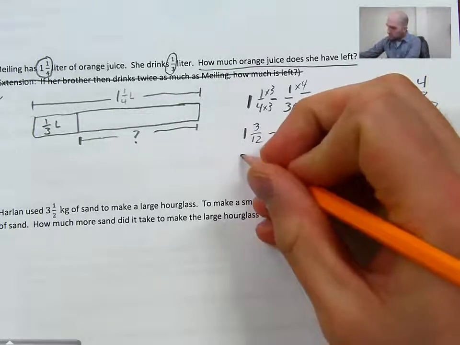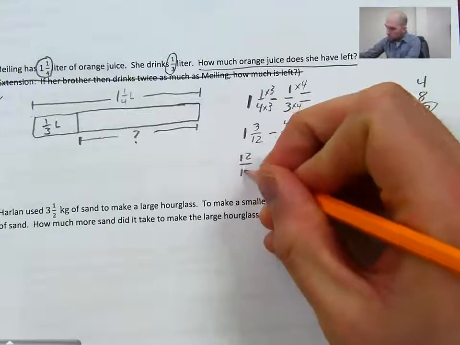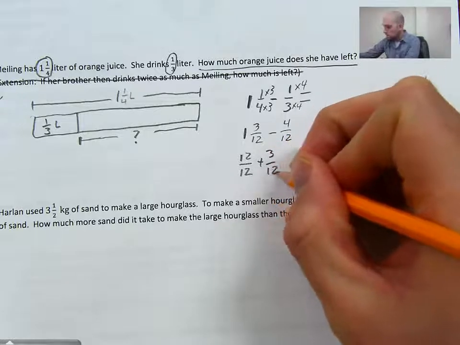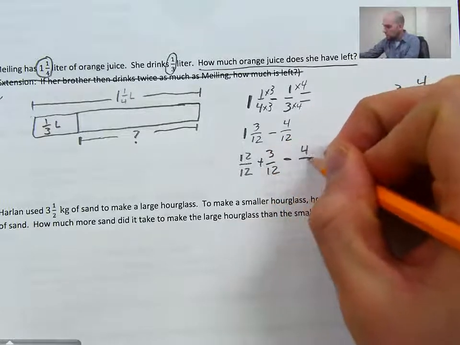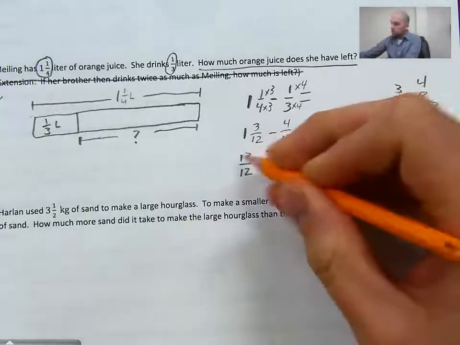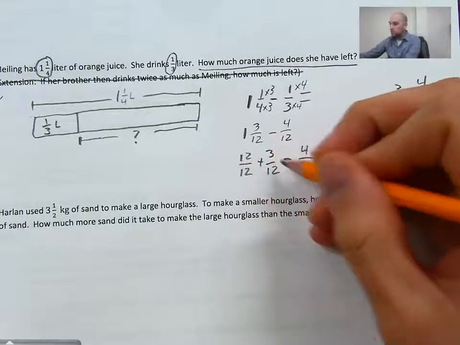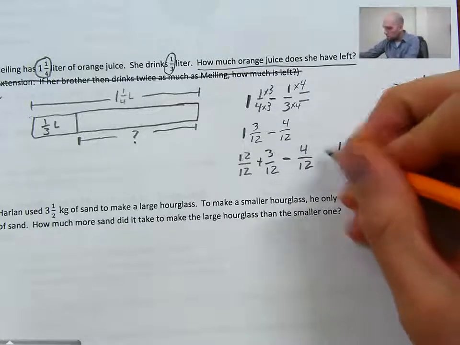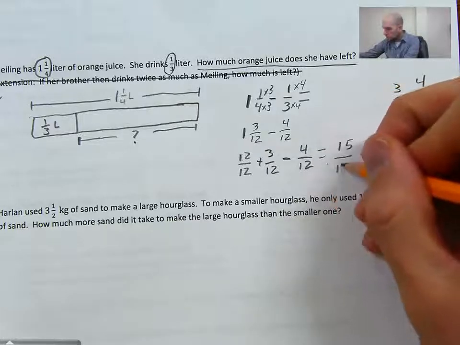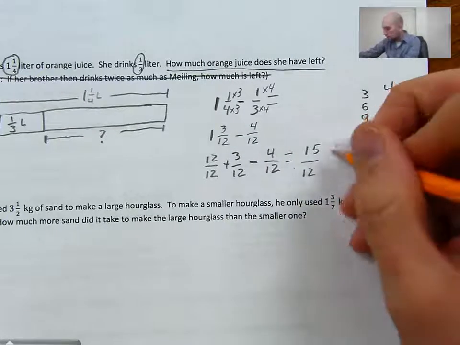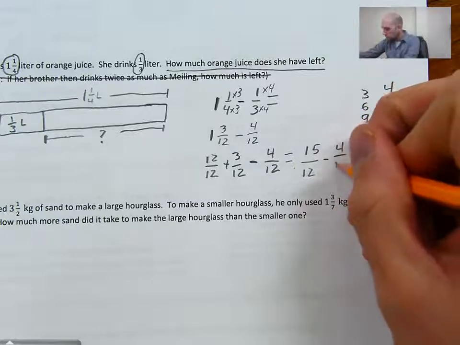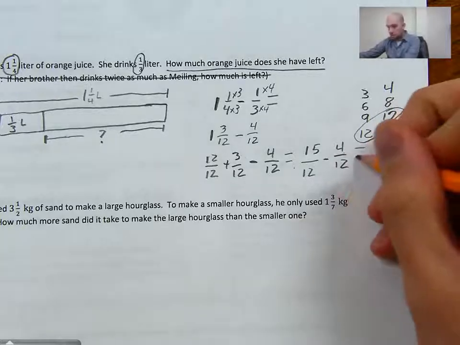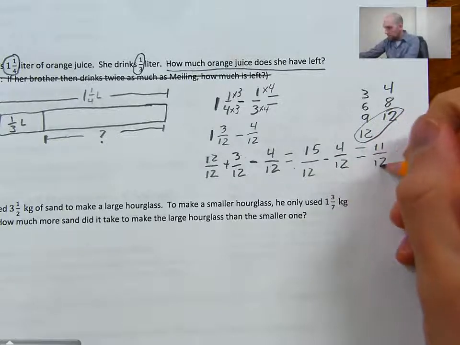You can also look at 1 and 3/12 as 12/12 plus 3/12, right? Minus 4/12. 12/12 plus 3/12 is 15/12. Minus 4/12. 15 minus 4 is 11. And we're going to end up with 11/12.